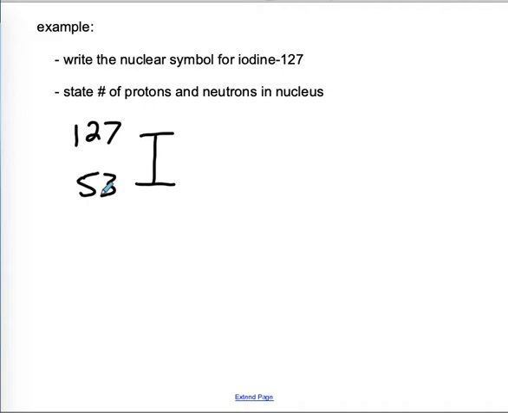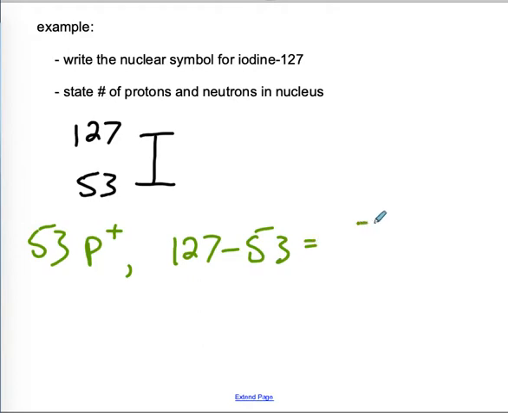Now, to determine the number of protons and neutrons, I simply need to do a little bit of subtraction. Okay? I know that I've got 53 protons, and I know that the mass number is 127. So to figure out the number of neutrons, I will simply take the mass number, subtract the number of protons, and that gives me 74 neutrons.